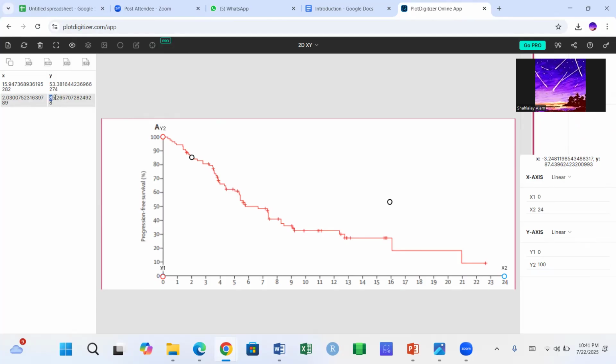Okay, now what I'll do? I'll multiply this 85.2 with my sample size, right? For example, the sample size of the study is 50. I'll multiply this 85.2 with 50.